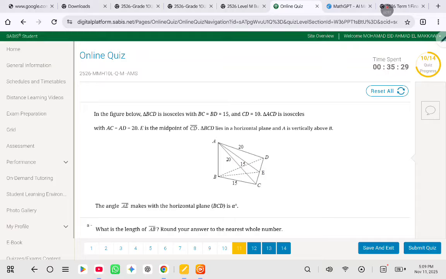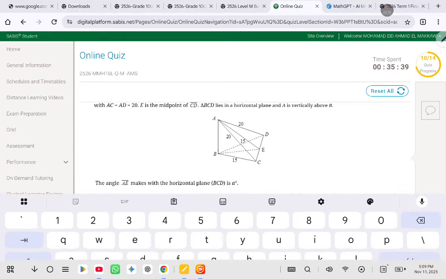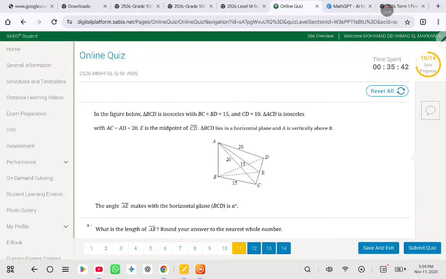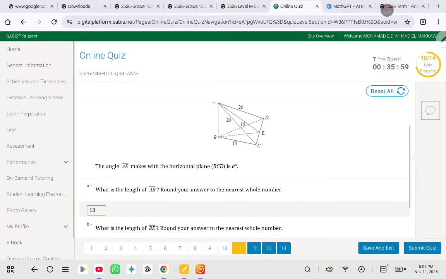So we just do 20 squared minus 15 squared, so we can get AB, the side AB, which is 13.2, and then they're saying to the nearest whole number, which is 13. Okay, and then for BE, they told us that CD is 10 and E is perfectly in the middle. It's like the midpoint between C and D, so that means CE would be 5 and ED would be 5 because it's like half. And we already know that BC is 15, right?